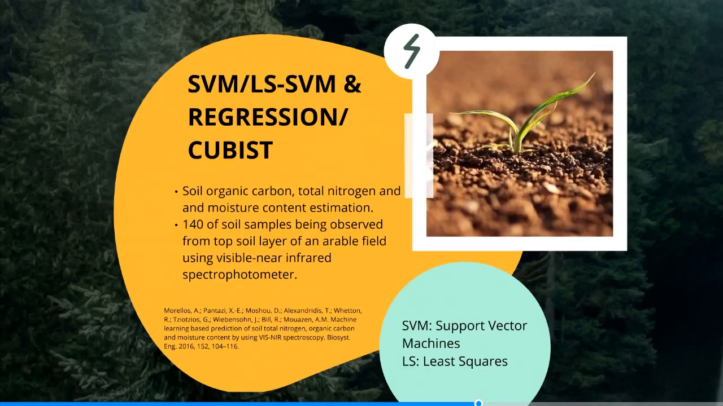Next, in the study of soil conditions, models such as support vector machines and regression are being compared and used to predict soil organic carbon, moisture content, and total nitrogen. A total of 140 soil samples is being observed from the topsoil layer of an arable field using a visible near-infrared spectrophotometer.